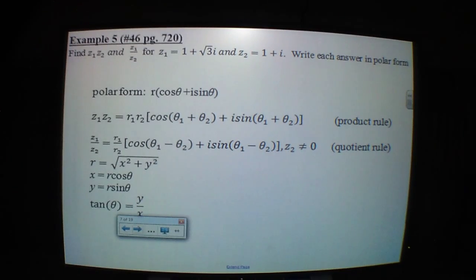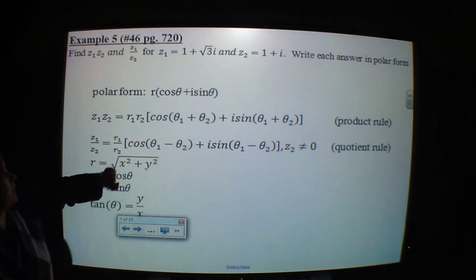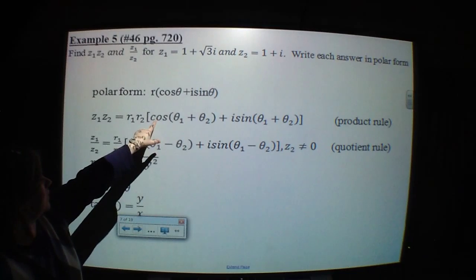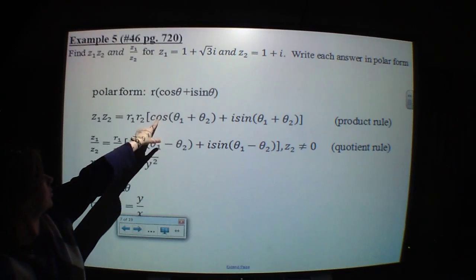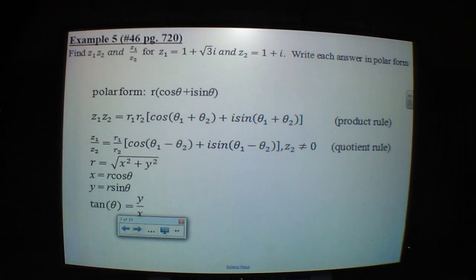There is a product rule you need to know. There it is written right there. There is a quotient rule right here. So the product rule is take my two r's, multiply them together, and then multiply that by the cosine of the two angles added plus i sine of the two angles added.